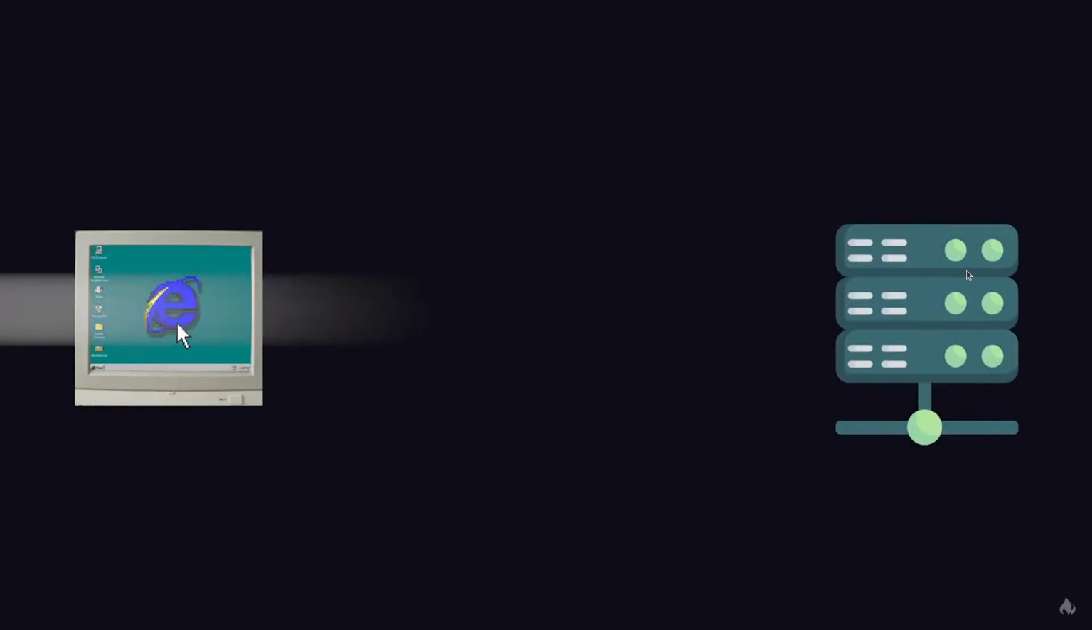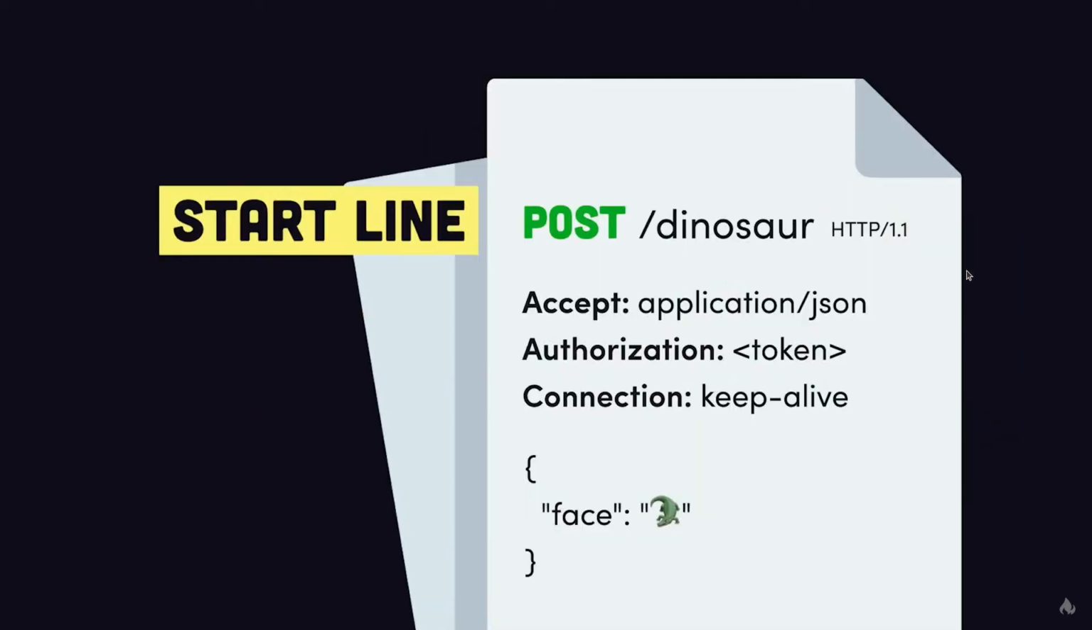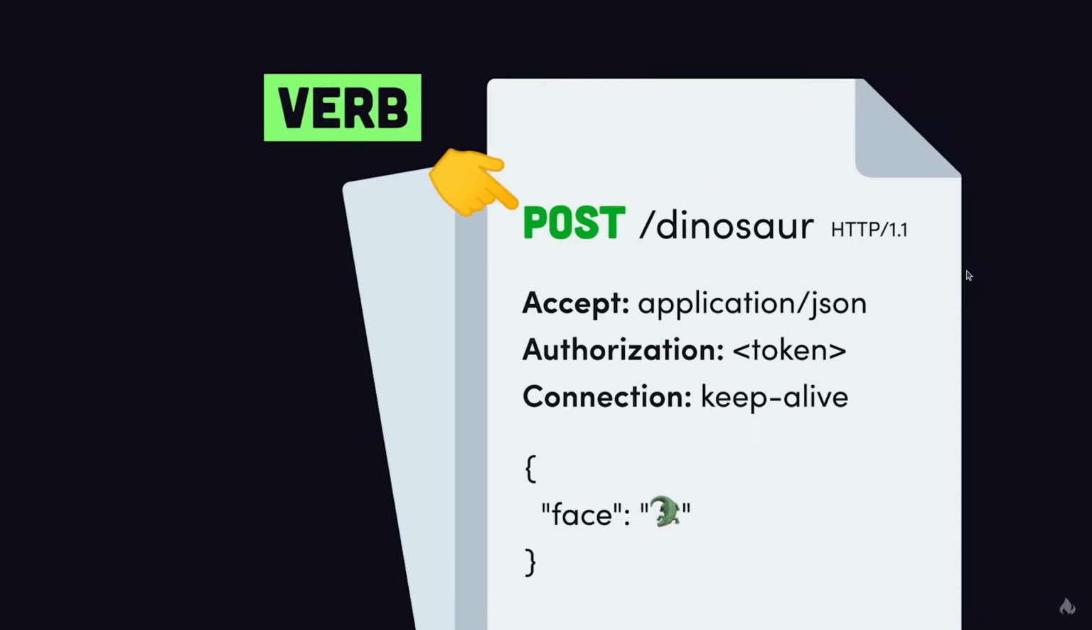A client can get data about a resource by making a request to that endpoint over HTTP. The request message has a very specific format. Most importantly, the start line contains the URI that you wish to access, which is preceded by an HTTP verb or request method, which signals your intent with the resource.